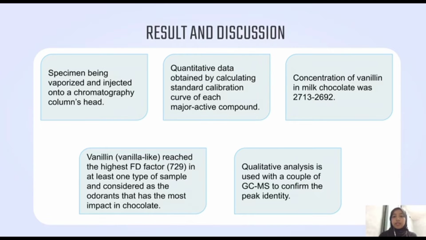Quantitative data is obtained by calculating a standard calibration curve of each major active compound. The third point is that the concentration of vanillin in milk chocolate was 2713 until 2692. The next point is that vanillin, which is vanilla-like, reached the highest flavor dilution factor, which is 729, in at least one type of sample and is considered the odorant that has the most impact in chocolate.